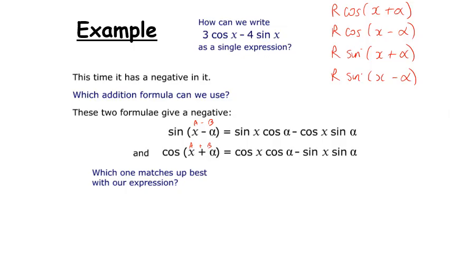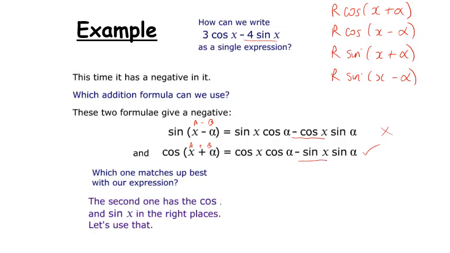But putting a little bit more thought into it, which one matches it best? Well, yes, we've got a minus sign in the middle, but look where the minus sign is. It's attached to the sine x. So what we really want is the one with a minus sine x. The top line has a minus cos x, which we don't really want. We want one with a minus sine x, so this is the one that's a better choice. So the second one has the cos x and the sine x in the right places, so that's the right one to use.